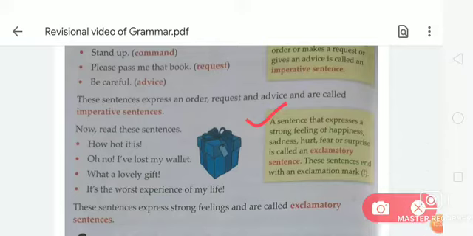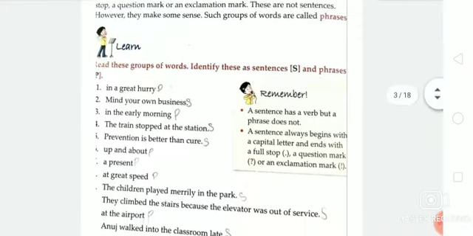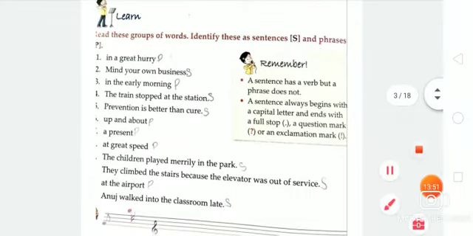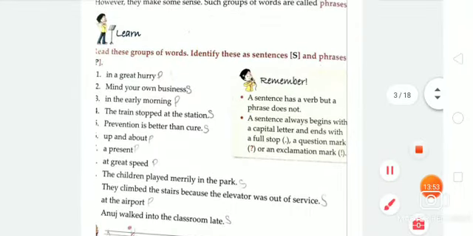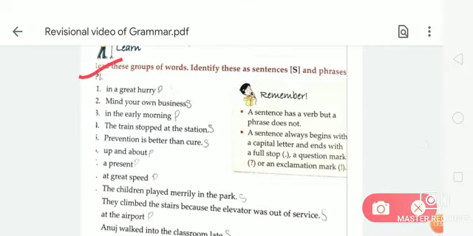Okay students? Just like this you have to write down this given information about the sentence and its kinds. Students, I hope that is clear to you? Information about the sentence and its kinds, and also the differences between phrase and sentence. Okay, so let's do the given exercise that is given in your book.